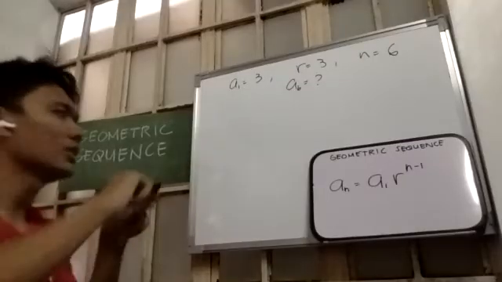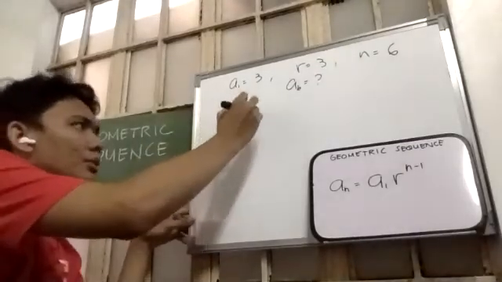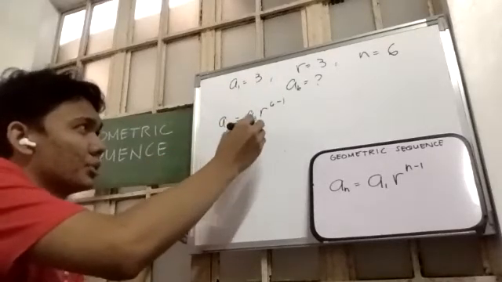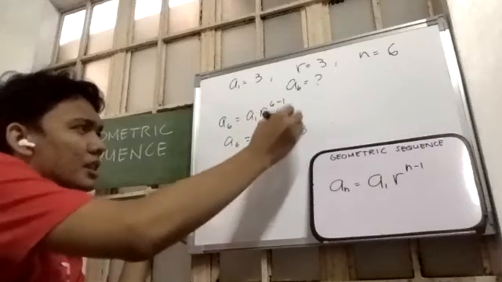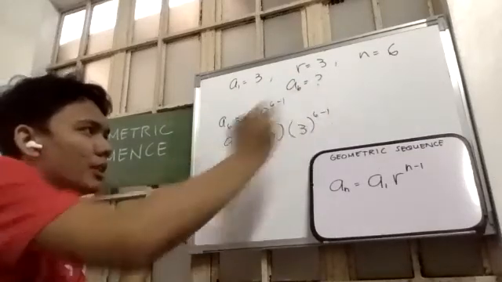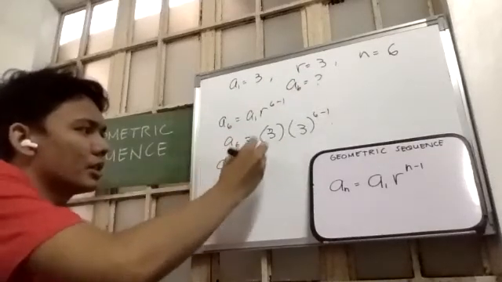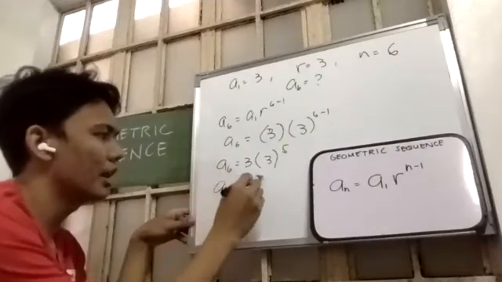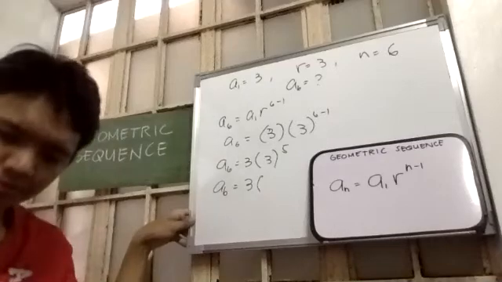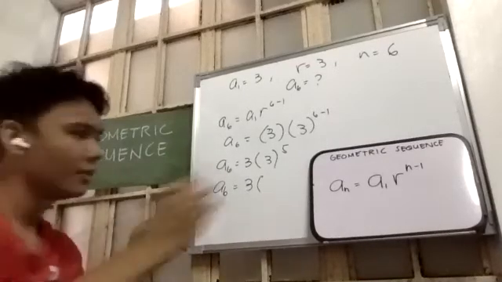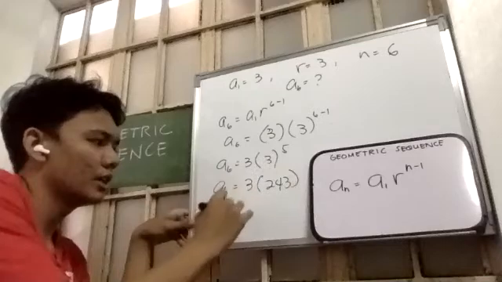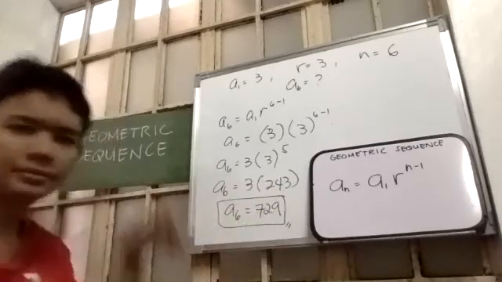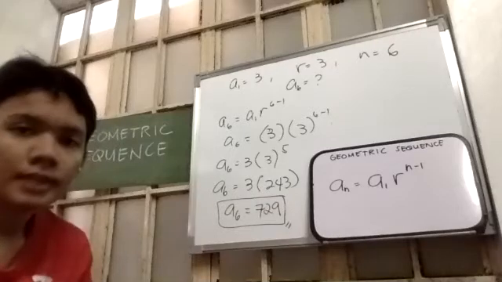Okay, so substitute na lang tayo dito. We have A sub 6 is equal to A sub 1 R raised to 6 minus 1. So I have A sub 6 is equal to 3 times 3 raised to 6 minus 1. So A sub 6 is equal to 3 times 3 raised to 5. So A sub 6 is equal to 3 times, ano ba yung 3 raised to 5? We have 243. So ang ating A sub 6 is equal to 729. Yan.